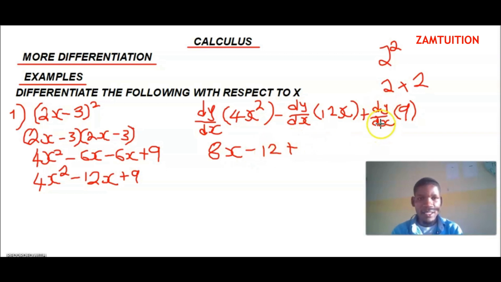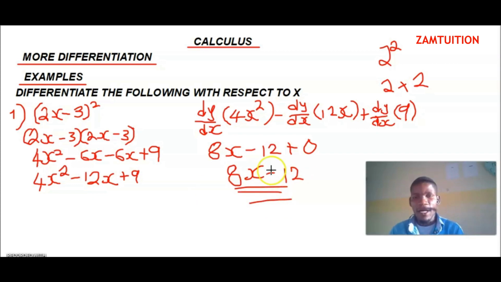And then we come to this side, the dy over dx of 9. The dy over dx of a constant number is 0. And then we add these terms, so the final answer will give us 8x minus 12. That is the final answer.